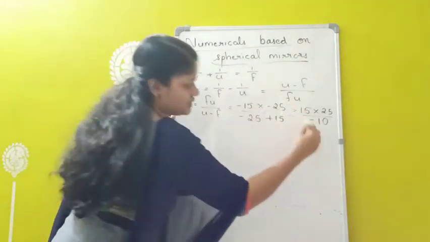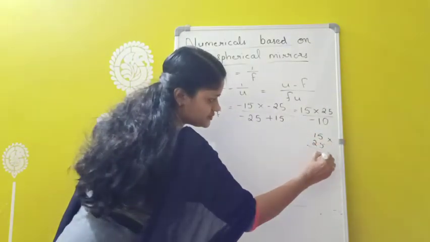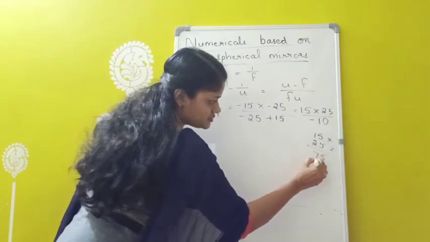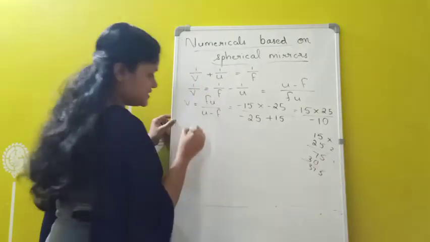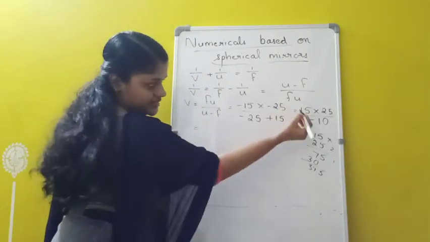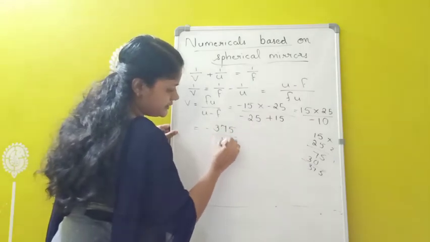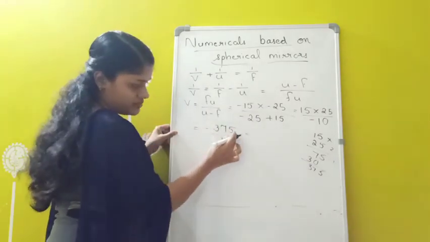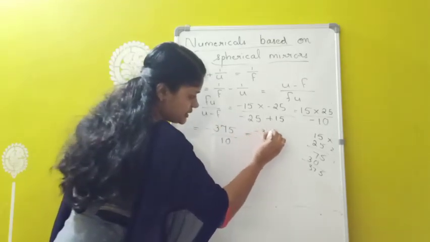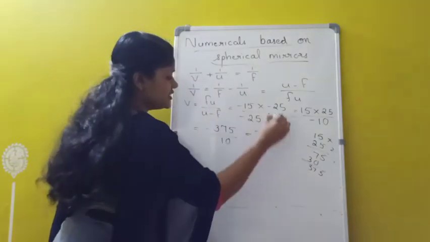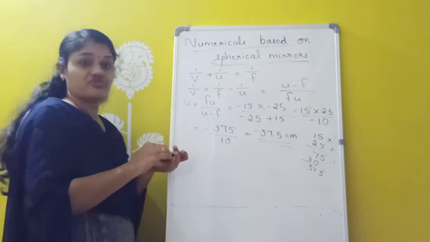First of all, you can multiply 15 and 25. That is the easy way. 15 into 25, so you will get 375. The answer is minus, already minus is there, so minus 375 divided by 10. When you are dividing by 10, you can move one decimal place towards the left. So you will get minus 37.5. The unit is centimeter. So we are getting the answer as minus 37.5 centimeter.